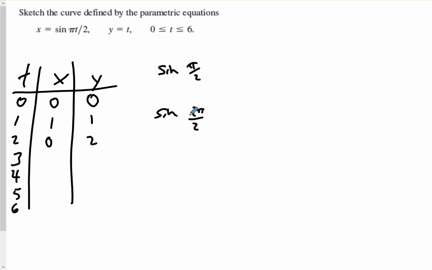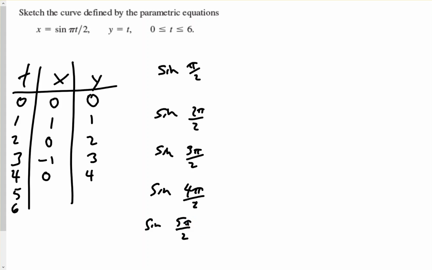In 3, we have sine of 3 pi over 2. Sine of 3 pi over 2, that's 270, so that's negative 1. And the y is equal to 3. Sine of 4 pi over 2, well, that would be just sine of 2 pi, which is 0. Y is 4. Sine of 5 pi over 2, that will be 1. Y is 5. And for 6, sine of 6 pi over 2, that will be 0. And so we end up with 6. Okay, so let's graph these.